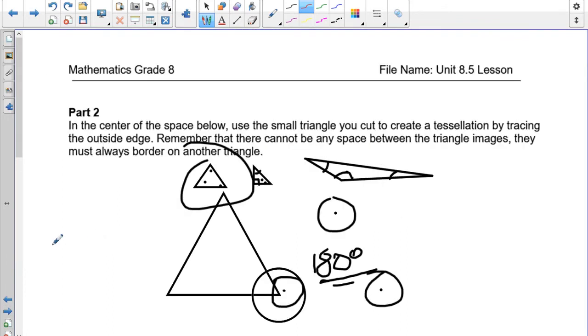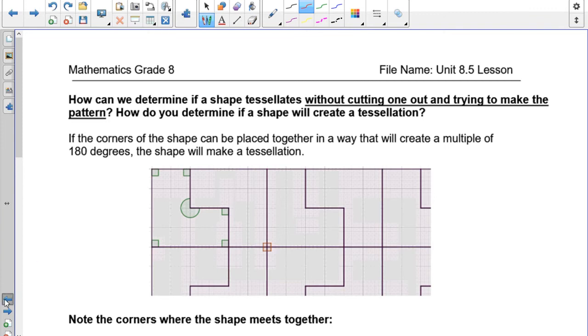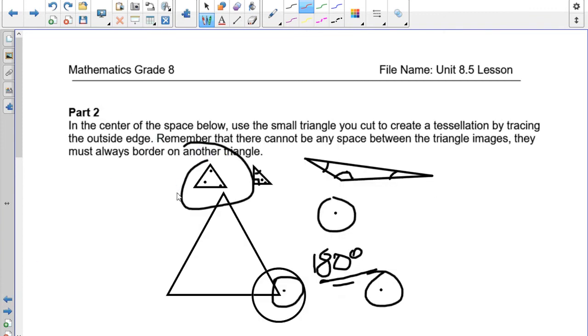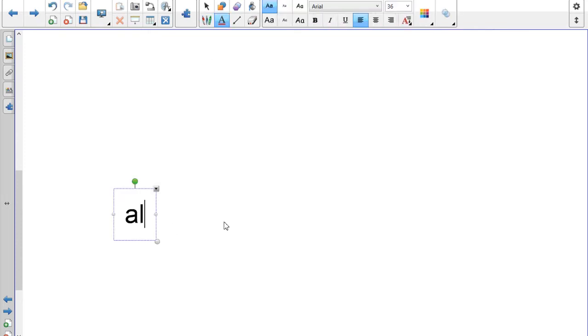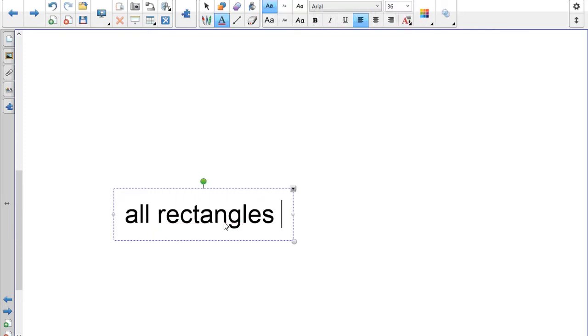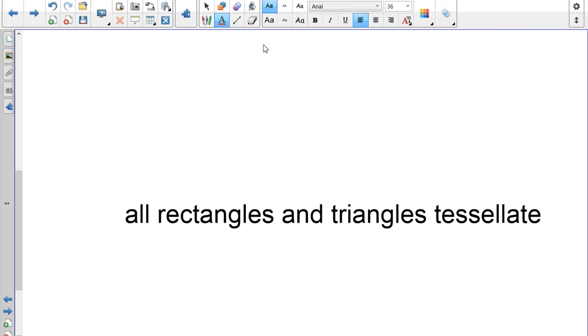Okay? So, what can we conclude from all of this up here? Well, we can conclude that, simply put, all quadrilaterals and triangles tessellate. Simple as that. All of them do.